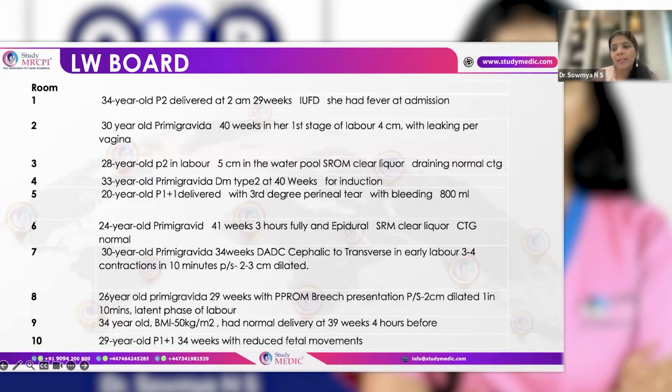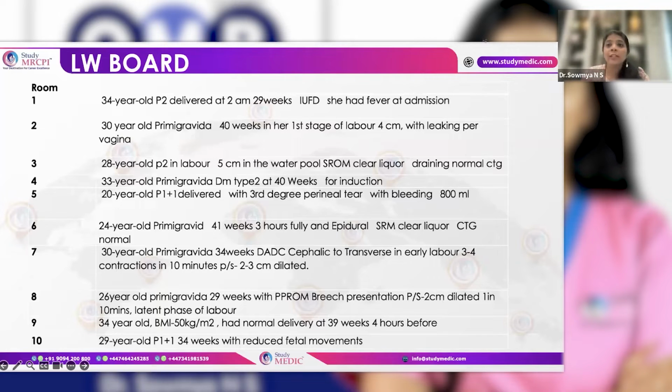Room number 4, I can see that there is a type 2 diabetic at term who is waiting for induction. Here, I need to know a couple of details: how well her diabetes is controlled, whether she's on insulin, what the estimated fetal weight is, the Bishop score, and the fetal heart rate. So the baby weight here is 4.2 kg, and her sugar levels are uncontrolled. It's not controlled, so she was shifted to insulin.